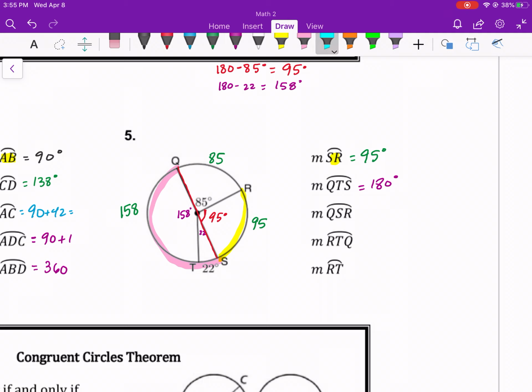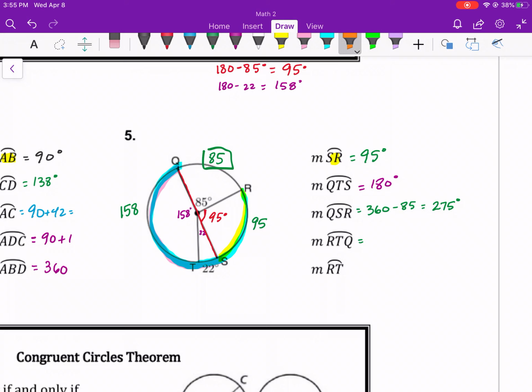Then we've got QS all the way over to R. So that's this one right here. So once again, a quick trick. You could add all 3 of those together. Or, since there's only one missing, I'm just going to subtract that one missing angle from 360, and that will give me 275 degrees.